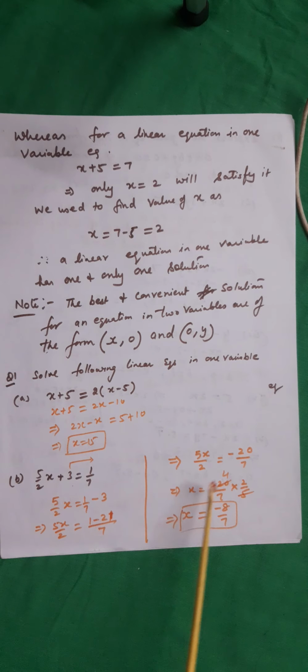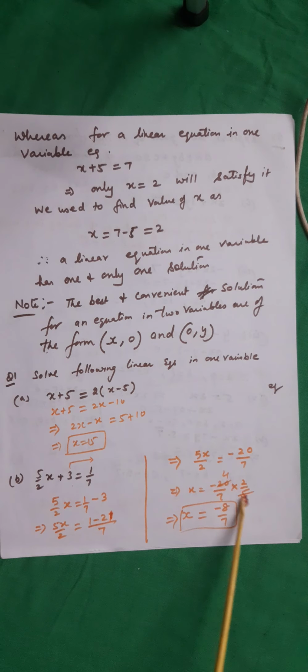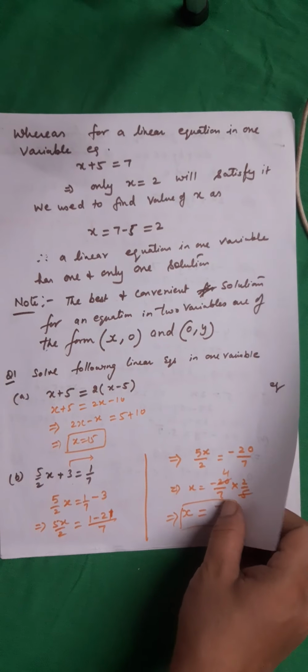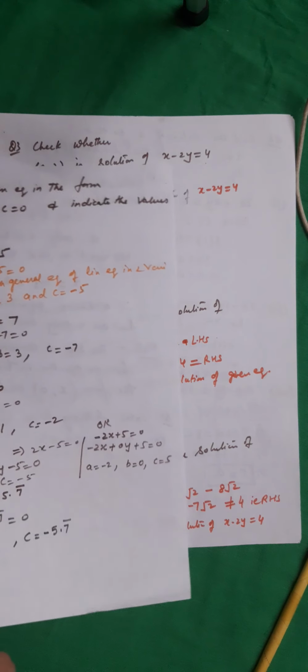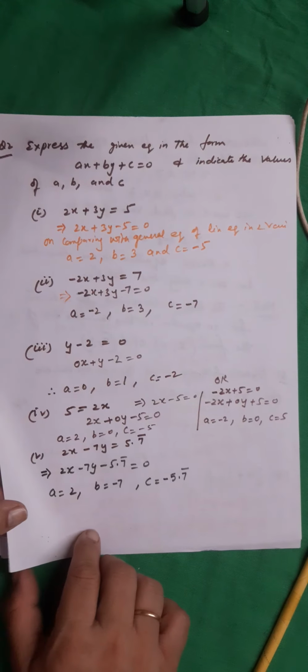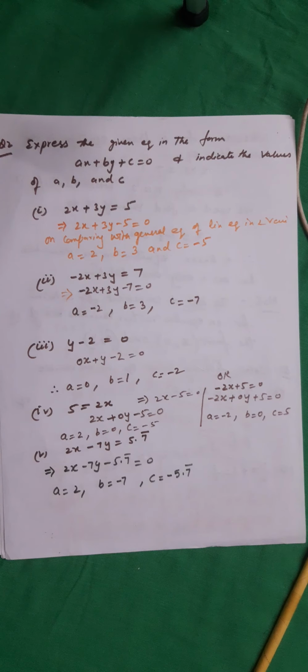So therefore x will be equal to minus 20 upon 7 into 2 upon 5. On cancellation we find x is equal to minus 8 upon 7. Now the questions that can be asked in the exam on the basis of linear equations are as follows.